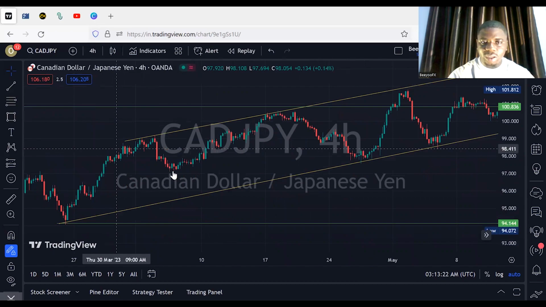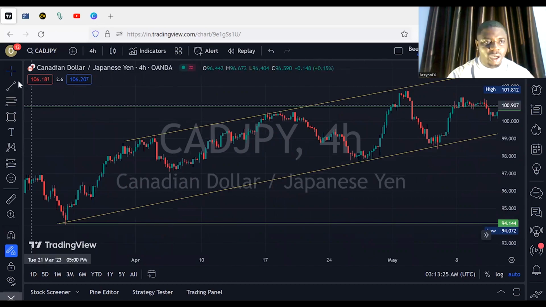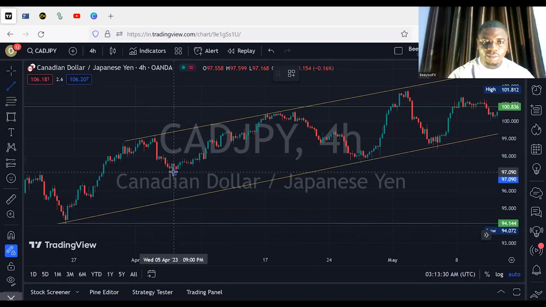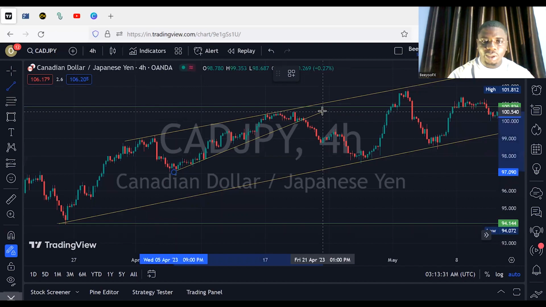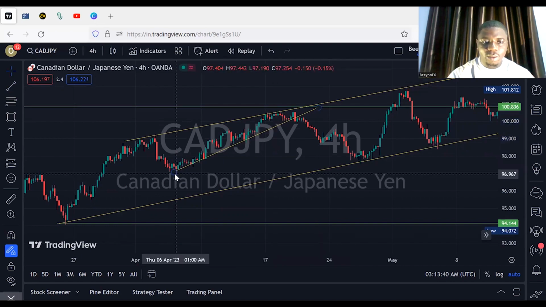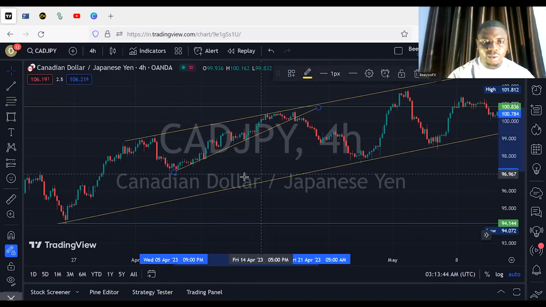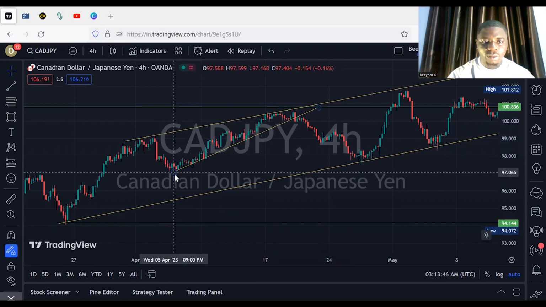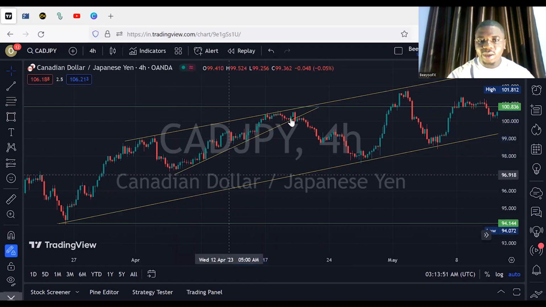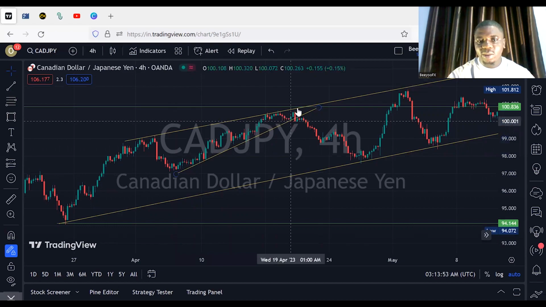Since I see this market is moving in an upward direction, as the market is moving, just put your counter trend line here. Remember the last significant higher low. For a bullish direction, you can see this is the last significant higher low here. The market broke away from that last significant higher low.